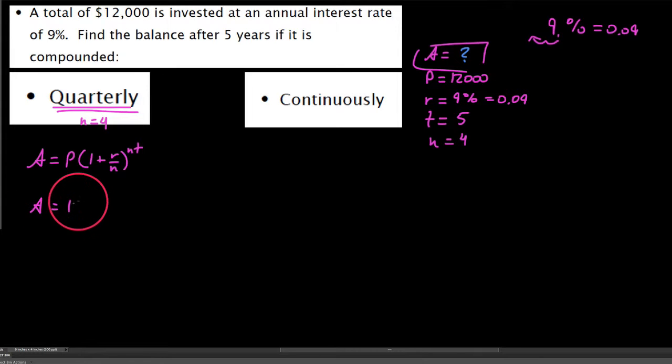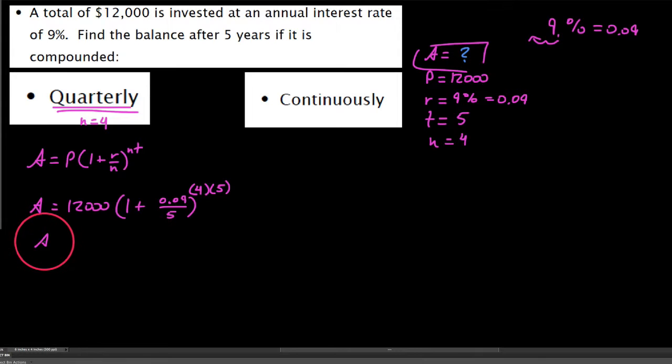We say the amount then would be equal to the initial 12,000 times 1 plus, now our rate must be expressed as 0.09, and this is over the time, in this particular case 5, and this is to the n times t, so two numbers up here. We have our n, which is 4, and then our t, which is time, here is 5.